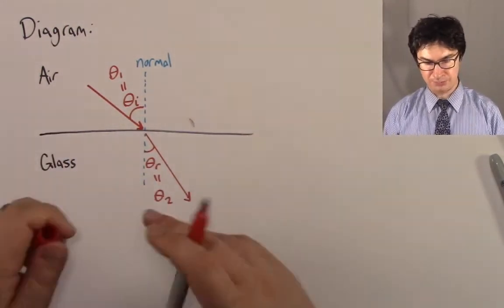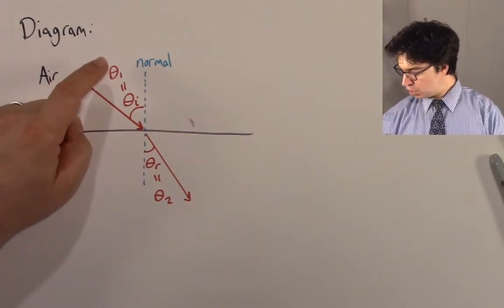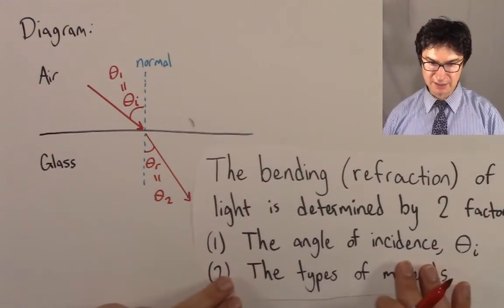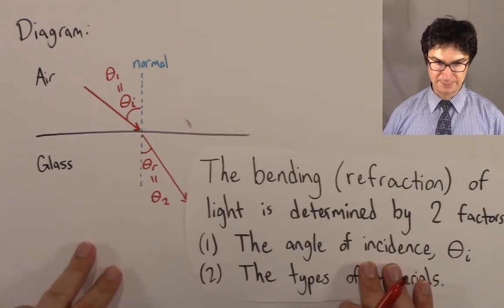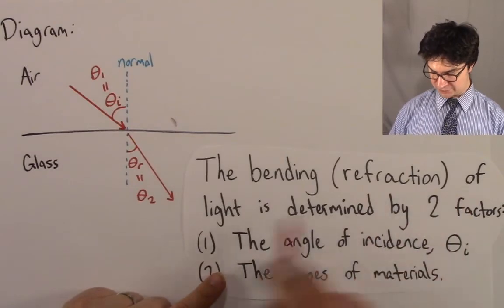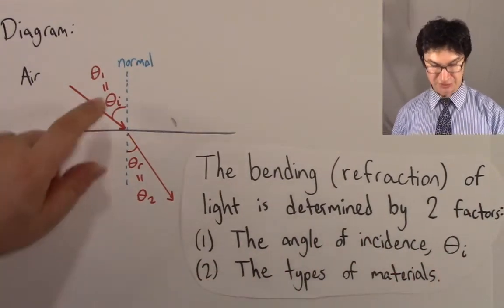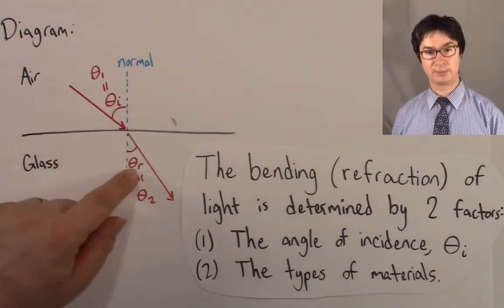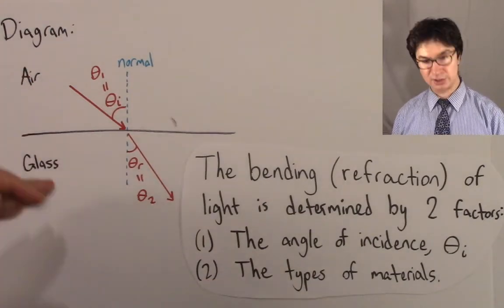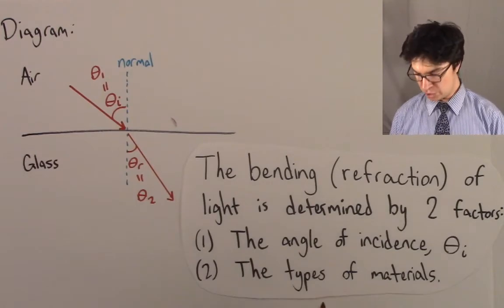Okay, so this is the diagram that we're going to work with here, and one thing I want to show you is that these two angles are related. In particular, I want to suggest to you that the bending of light, the refraction of light, is determined by two factors. The first one is the angle of incidence, theta I, so that's this angle up here. That will determine how much the light bends. And second, the types of materials. So in this case, air into glass, that's going to have a different impact than air into water, let's say. We're going to see that coming up.